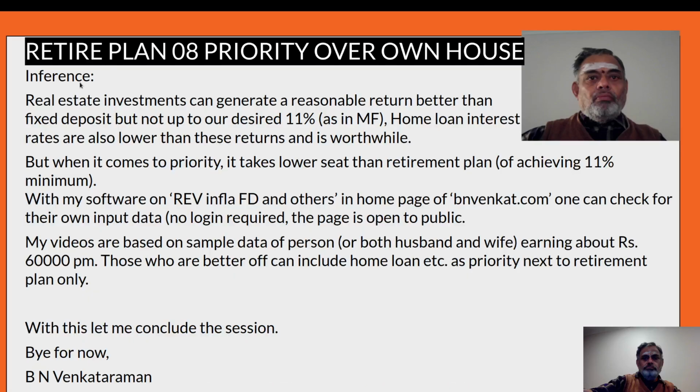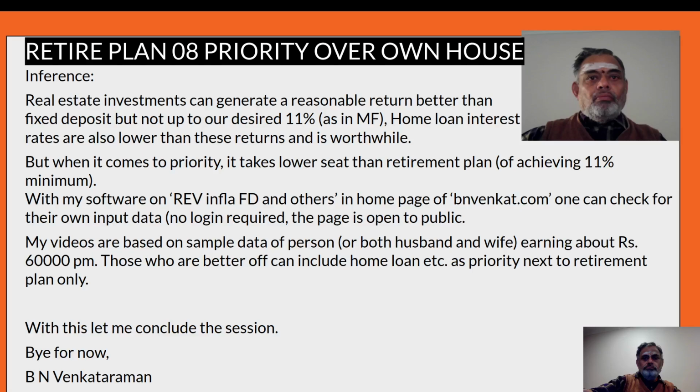Let us take the inference now. Real estate investments can generate reasonable returns, better than fixed deposit, but not up to our desired 11% as in mutual funds. Home loan interest rates are also lower than these returns and is worthwhile. But when it comes to priority, it takes a lower seat than the recurring plan of achieving 11% minimum. With my software and reverse infra FD and others, in my home page bvenkat.com, one can check for their own input data, no login required, the page is open to public.